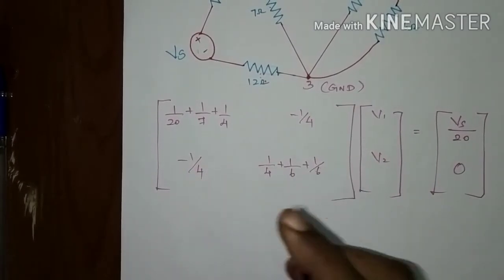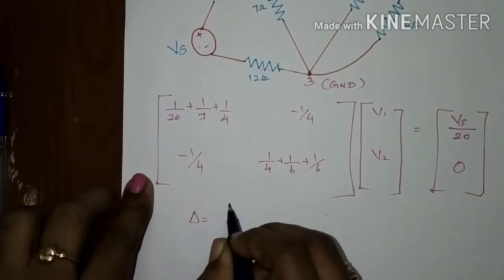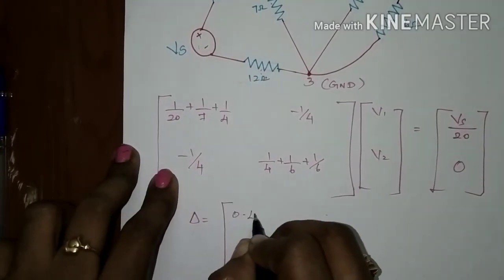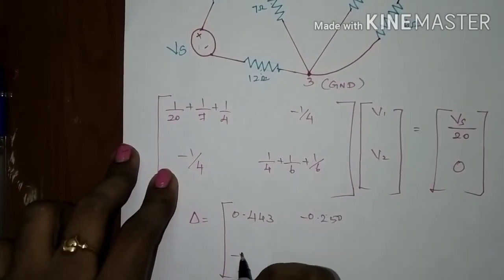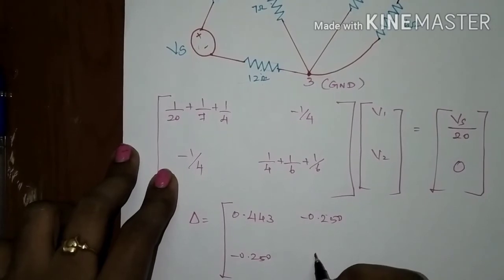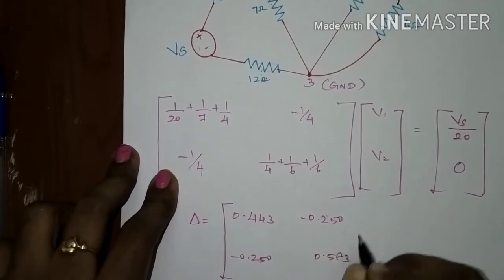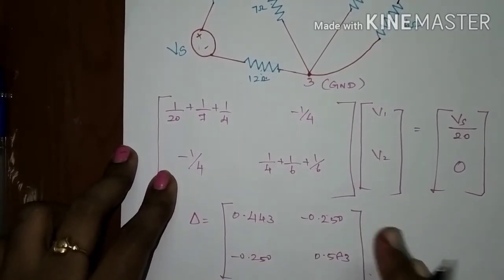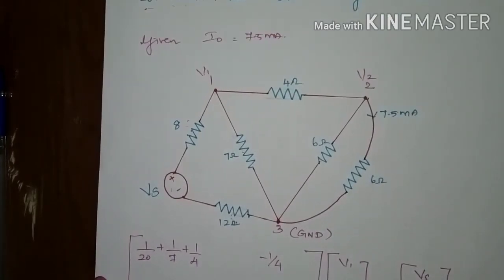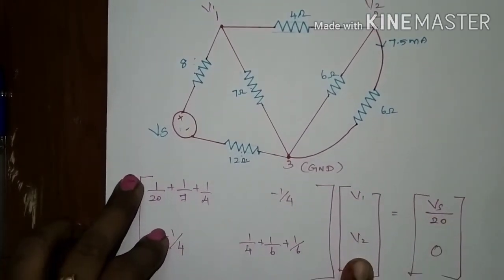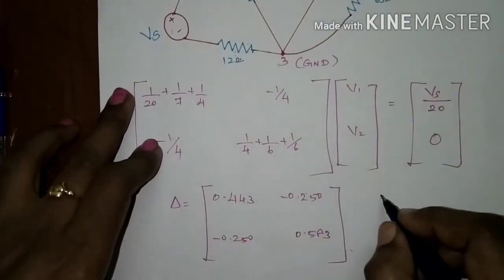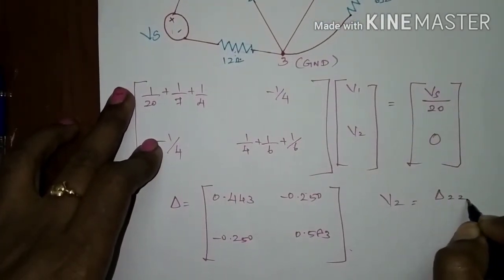This is the del matrix. This del can be reduced as 0.443, minus 0.250, minus 0.250, 0.583. This is the del value actually. They are asking for the Vs value. This Vs could be found if we find the V2 value, right. For V2, the formula is del 22 divided by del.